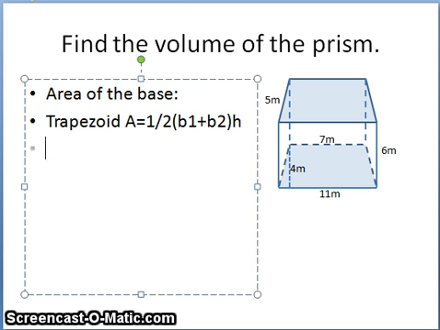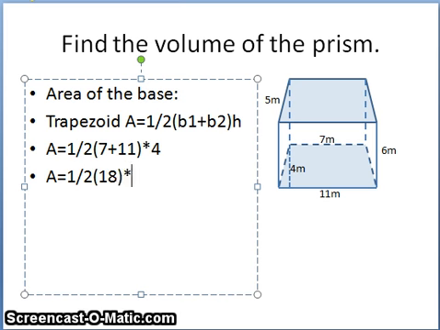So if we take a look at this trapezoid, we're going to do area equals 1/2 times base 1 plus base 2. The two bases of the trapezoid are 7 and 11, and the height of the trapezoid is 4 meters. So now I'm going to work that out. This is still just the area of the base. So it's 1/2 times 7 plus 11, which is 18, times 4.